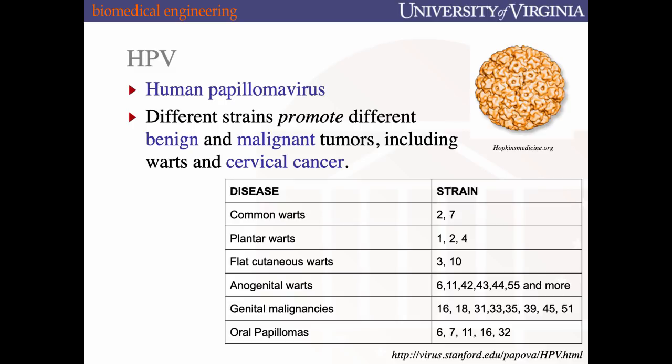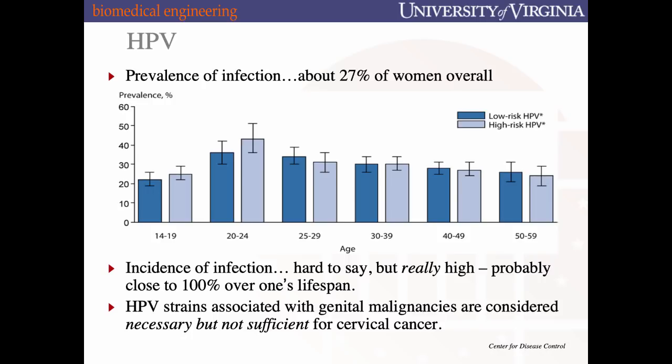HPV is associated with cervical cancer, and it's also associated with head and neck cancers. There's a couple things about HPV. Hopefully that will not freak you out too much, but it is very prevalent in the population at large. It is a sexually transmitted, mucosally transmitted disease, and we show the age-related prevalences here. I have this number, the prevalence is about 20% and 27% in women overall.